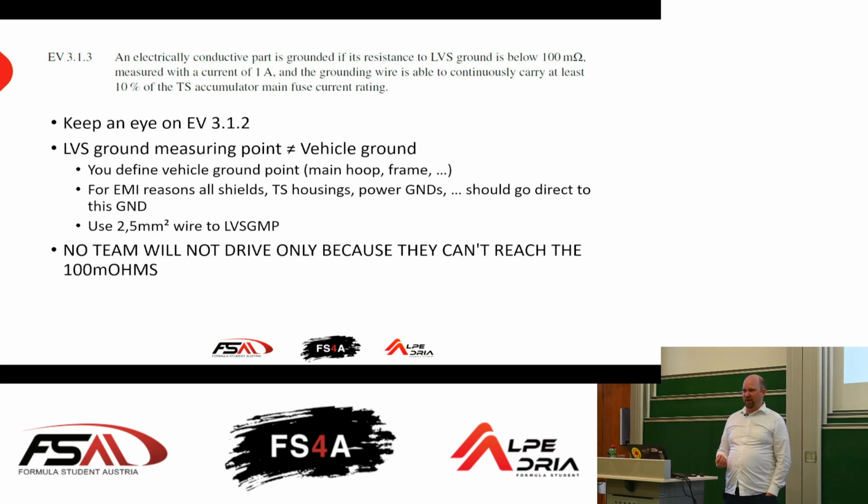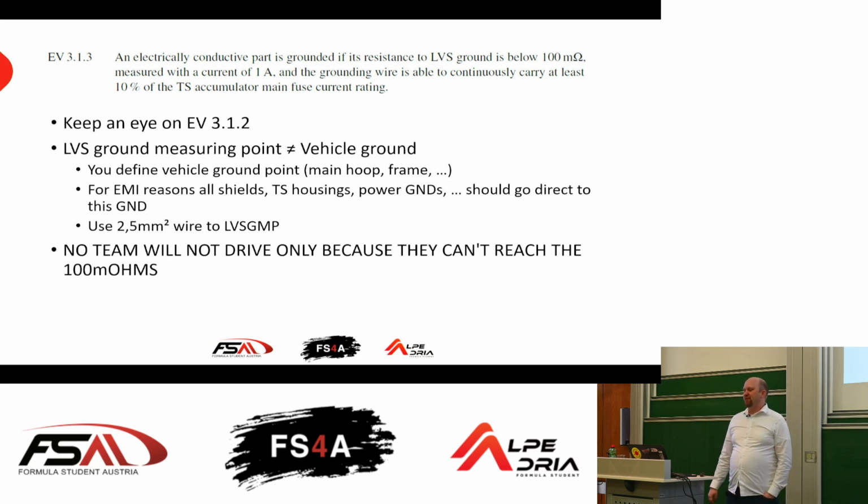And the next thing is the measurement point for the low voltage ground is not the grounding point from your car. You can define where your grounding point is. When you say it's exactly there, then it's difficult. But if you say your main hub is your ground, then it's quite easier, because for EMC reasons, I would suggest you put all cables to one grounding point and connect everything there. And from this point, there will be the measurement. It's quite easy.